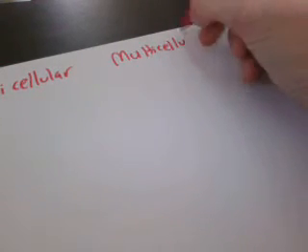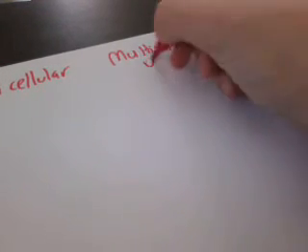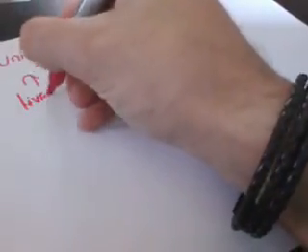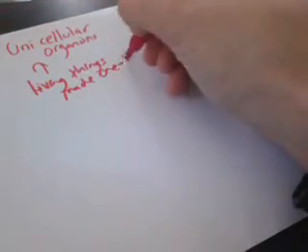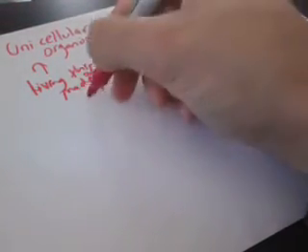Now I want to quickly talk about unicellular and multicellular organisms. It's important you know the difference between the two. Unicellular living things are made of only one type of cell.